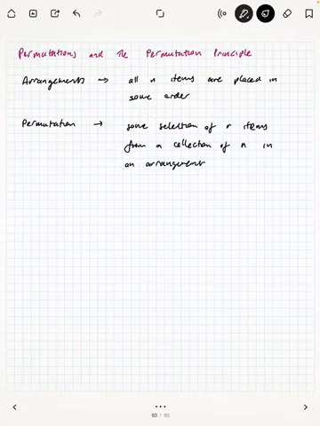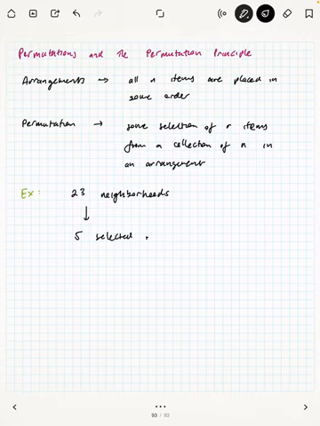So for instance, as an example, let's say there are 23 neighborhoods that are being selected for a cluster sample. Out of those, we're only picking 5 of them in order. So if we're talking about the greater Sacramento area, they might need to be in order because somebody's going to visit them or something needs to be done geographically.